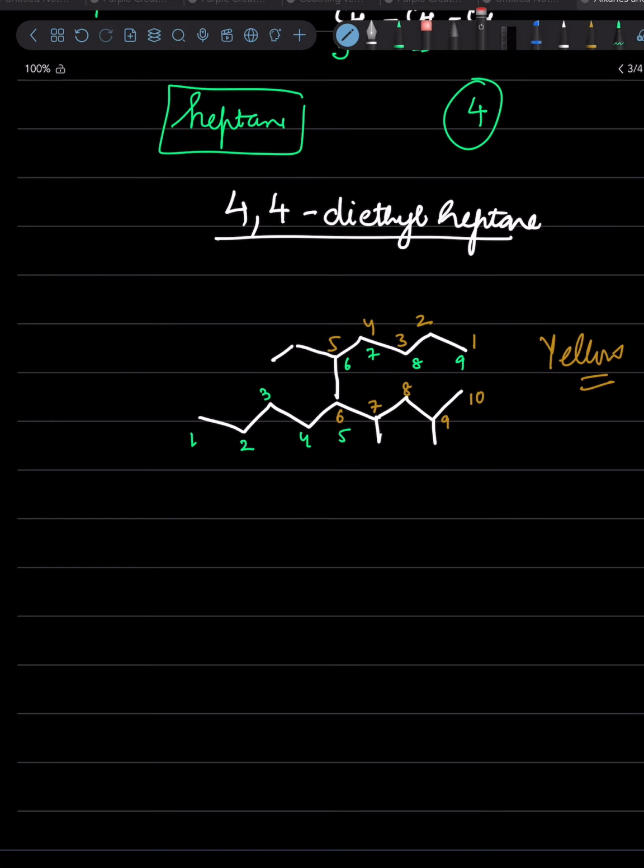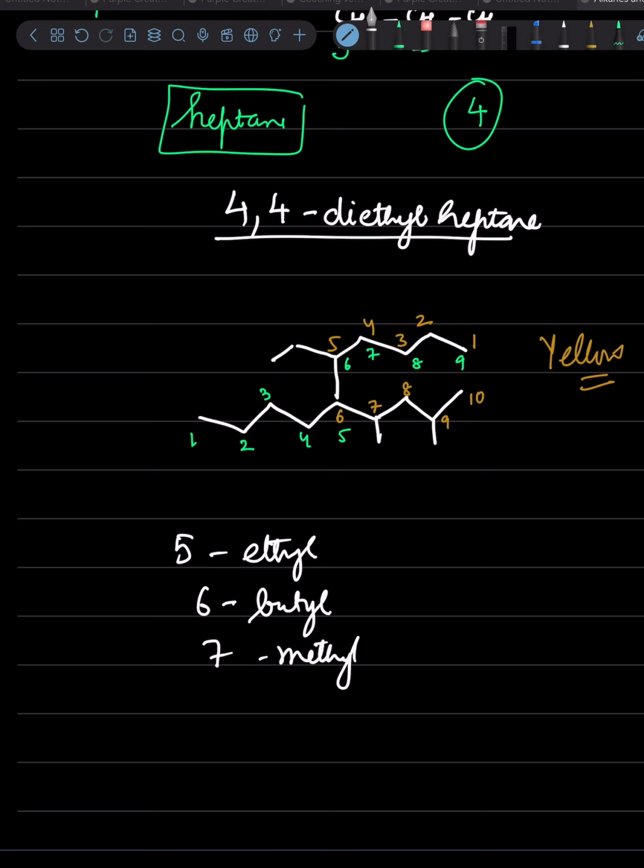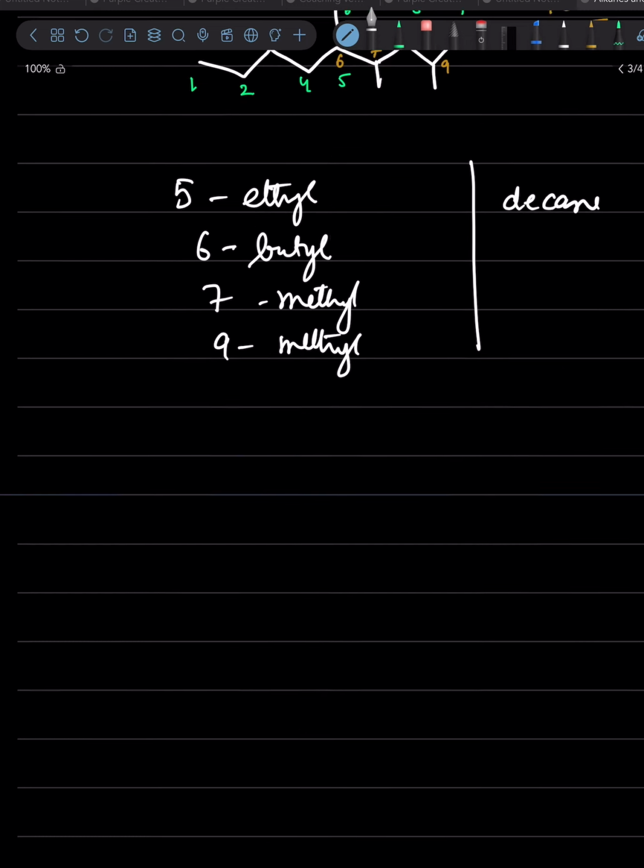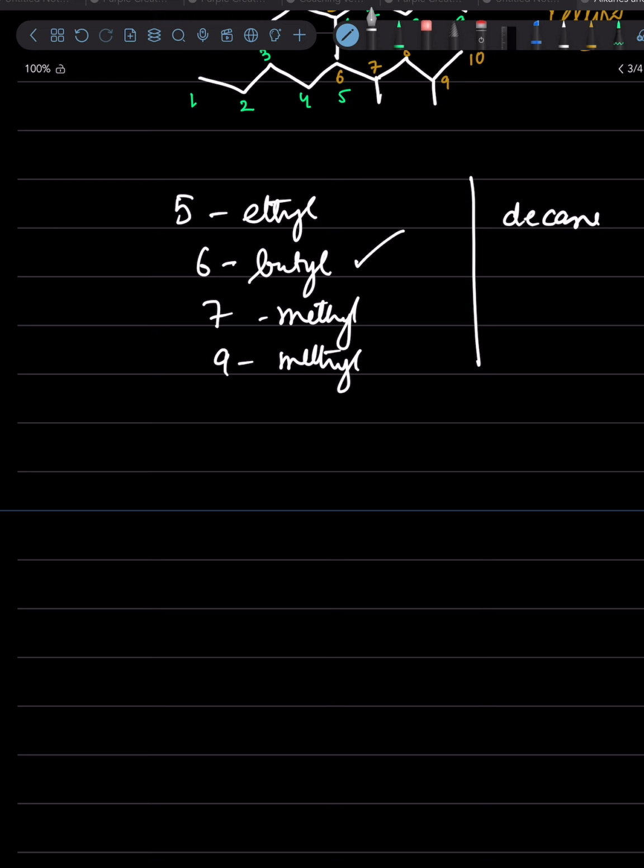Okay. So let's write down. At 5 you have ethyl. At 6 you have butyl. At 7 you have methyl. And at 9 also you have methyl. And it is a 10 carbon chain, so you will be using decane. Alphabetically, butyl should come first. So 6-butyl.